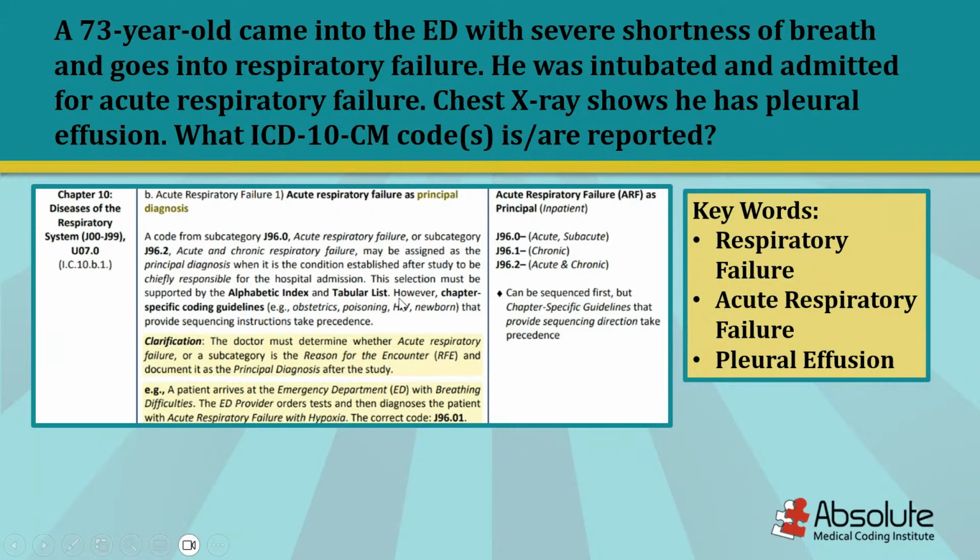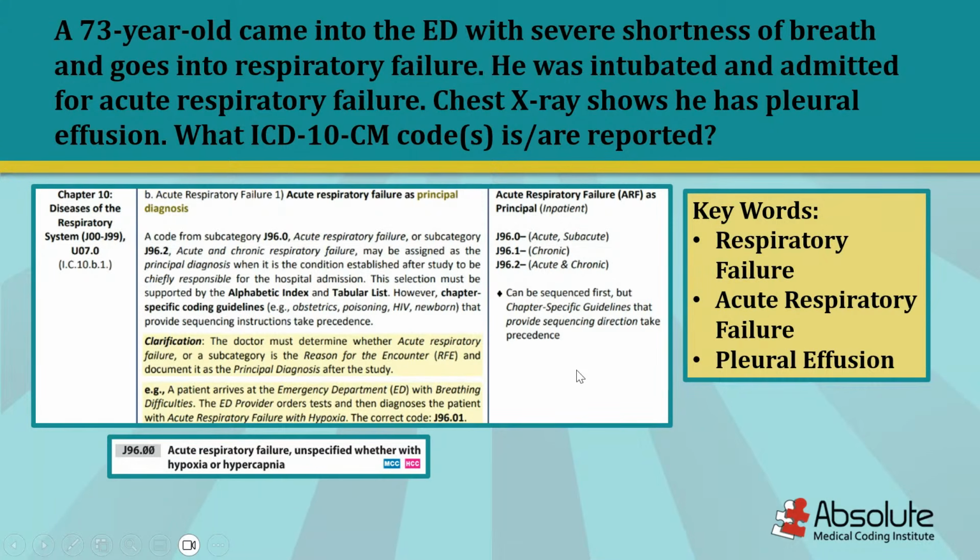So there was no mention of chronic, so we are going to be using, right here it definitely says the doctor must determine whether acute respiratory failure is the reason for encounter. So it says right here, admitted for acute respiratory failure. So that would determine it being the principal diagnosis. Again, when we're looking at this right-hand side, we see that it is specifically acute respiratory failure. So that is why we're picking our code J96.00. So this is going to be acute respiratory failure, unspecified whether with hypoxia or hypercapnia, because obviously that was not listed anywhere in this scenario.